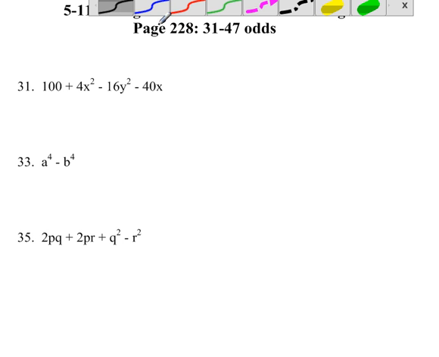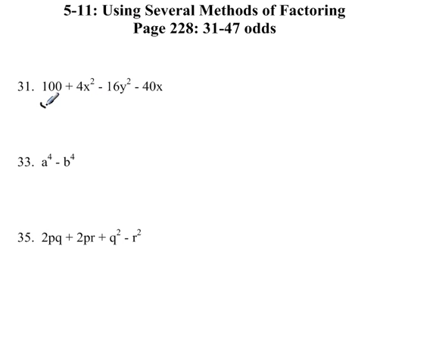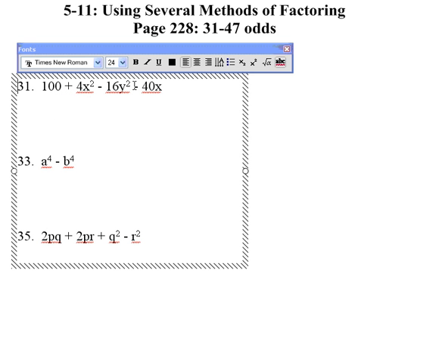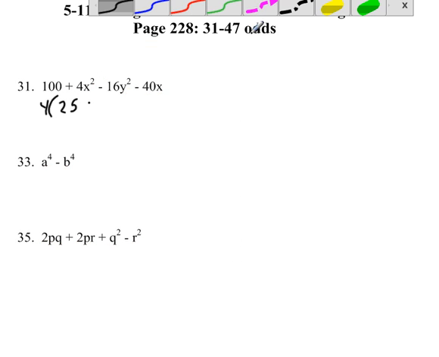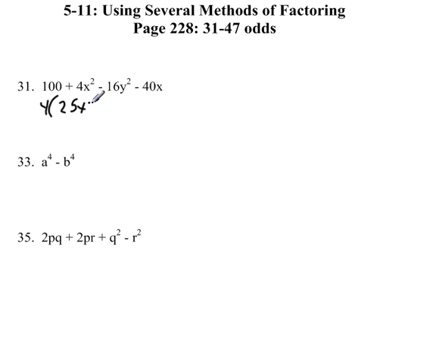Now remember, if you can pull out anything in common, go ahead and do that. And I see a factor of 4 that can be pulled out of everything. So when you do that, you're left with 25 plus x squared minus 4y to the second minus 10x.